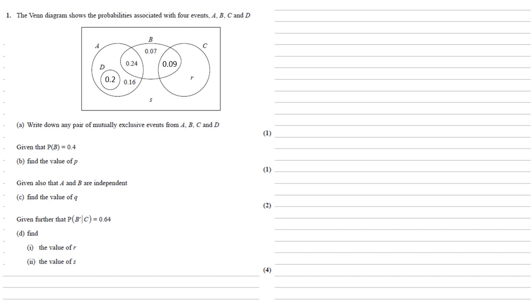Given further that the probability of B dash given C equals 0.64, for part D(i) we need to find the value of R. We're going to use our formula for given that probabilities here, which is the probability of B dash given C is equal to the probability of the intersect of B dash and C all over the probability of C. We can now substitute numbers into this, so we know that the probability of B dash given C is 0.64. We can put that in.